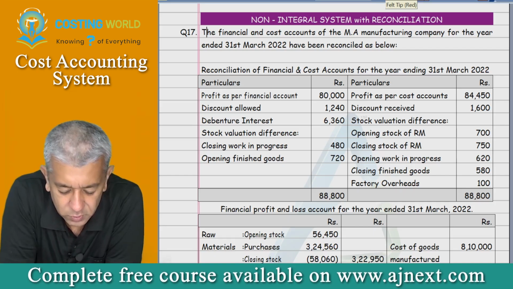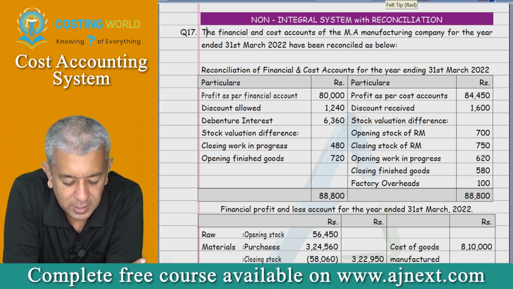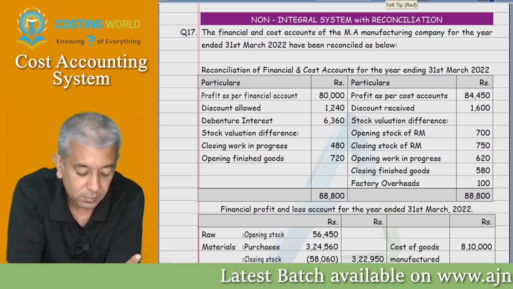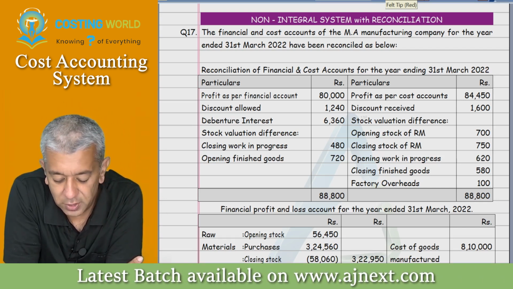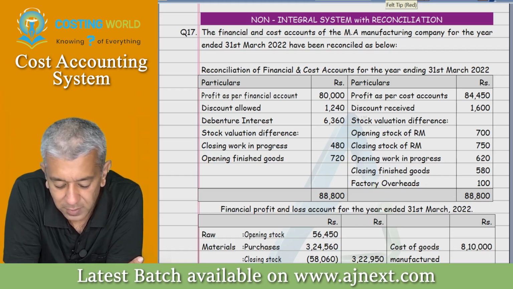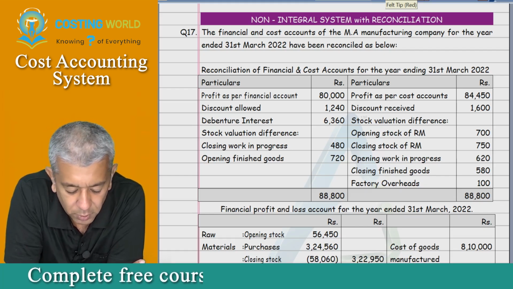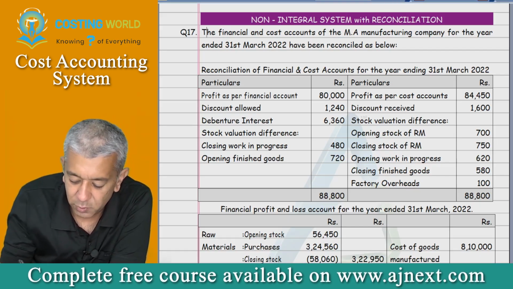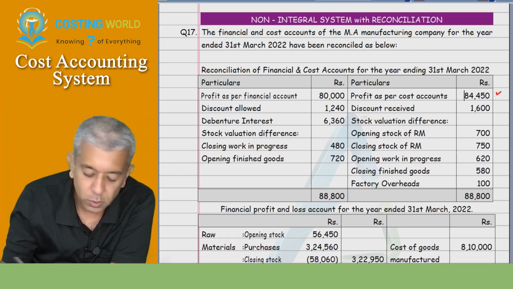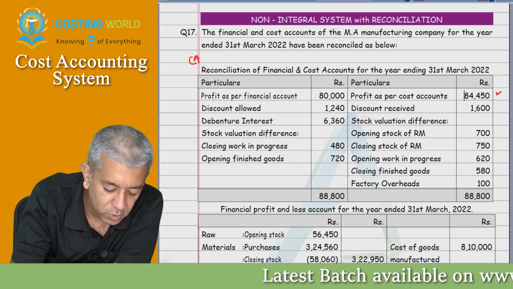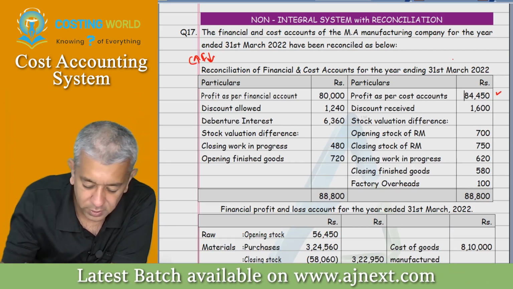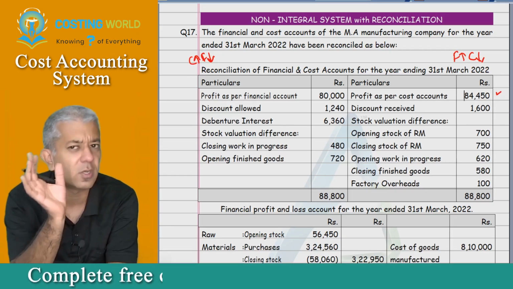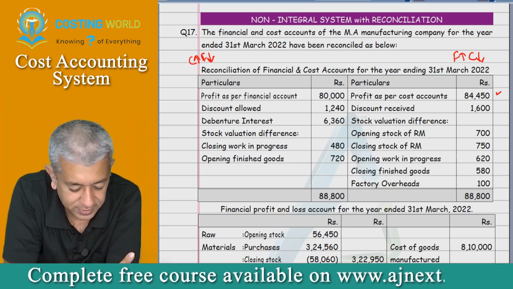Financial and the cost accounts of MA Manufacturing Company for the year ended 31st of March 2022 have been reconciled as below. Reconciliation of financial and cost accounts for the year ending 31st of March 2022. Profit as per financial accounts 80,000. Profit as per cost accounts is 84,450. So the costing profit is over here. Therefore, costing increase, financial decrease is over here. And over here it will be financial increase, costing decrease. So it's almost the reverse of whatever we all do, but that's fine.